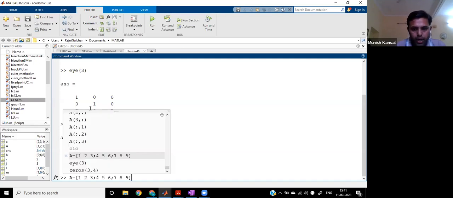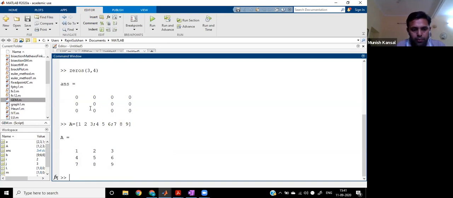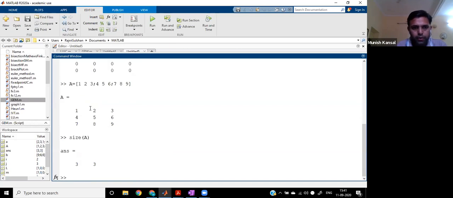Similarly, let me write down again this matrix A. Suppose I want to display the number of rows and number of columns in this matrix. So the command is size, right? So this is the size command, which will give you the number of rows, number of columns. So the output is 3, 3. So first one will give you number of rows, then number of columns, right?